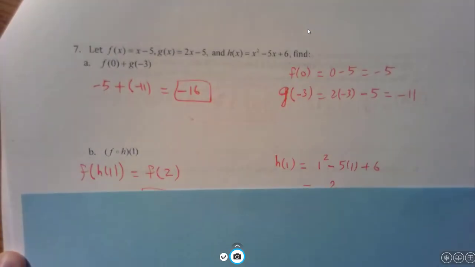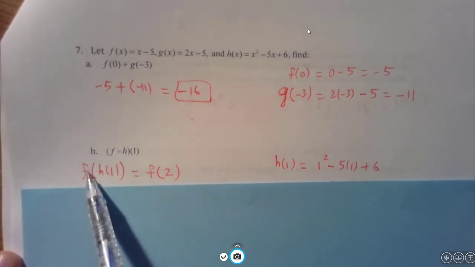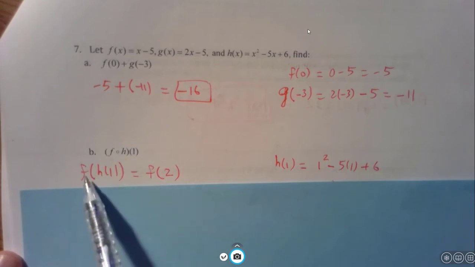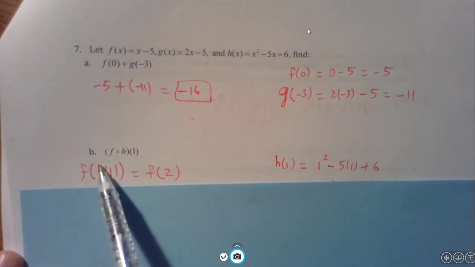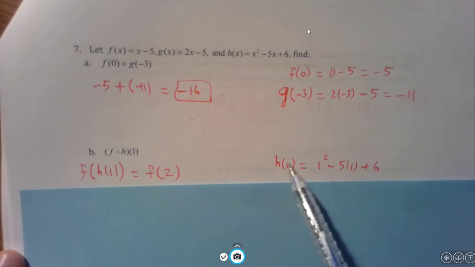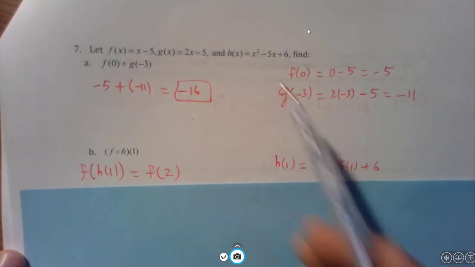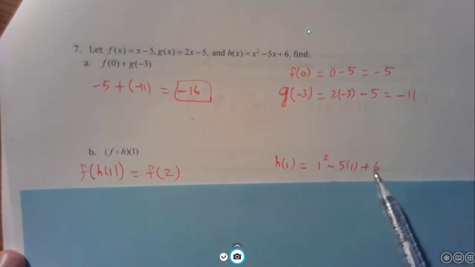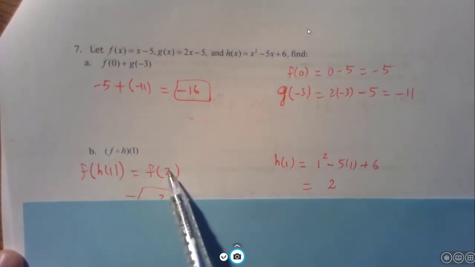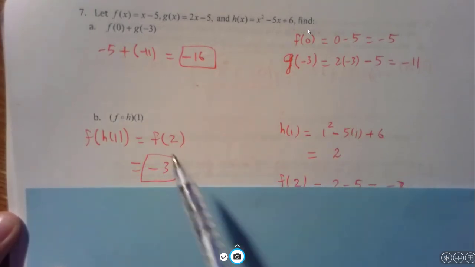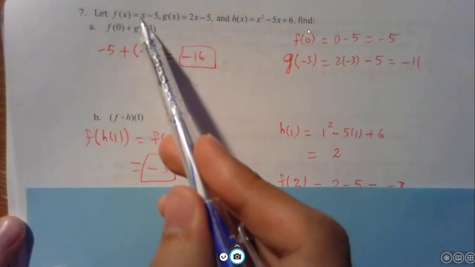The next question, this is the composite function. The open circle means composite function. So f is the outside function, h is the inside function. So that becomes f of h of 1. So we need to figure out what h of 1 is. So h of 1, go back to the h function. Anywhere you see x, now becomes 1. So 1 goes here, 1 squared, 1 times 5, and plus 6. So h of 1 is 2. So we take this value and plug in for h of 1 here. Now let's go back to the function f of 2. Anywhere you see x in the f function, now becomes 2. 2 minus 5, minus 3.